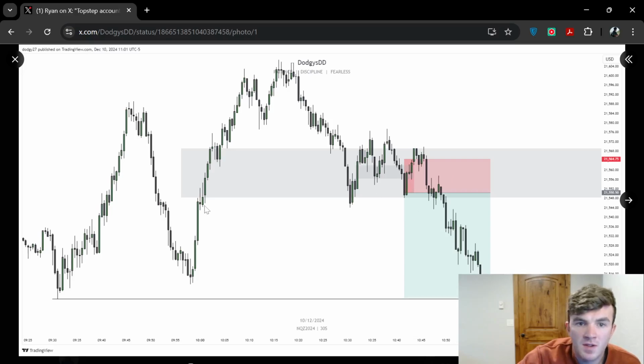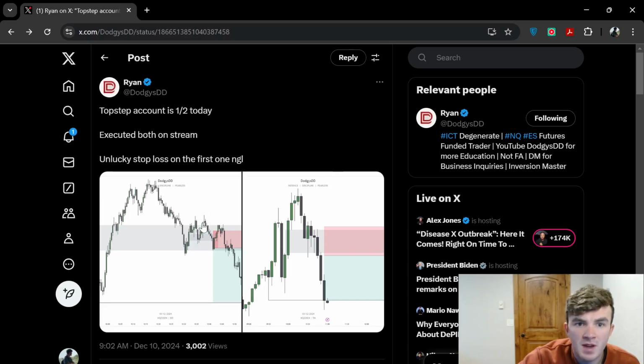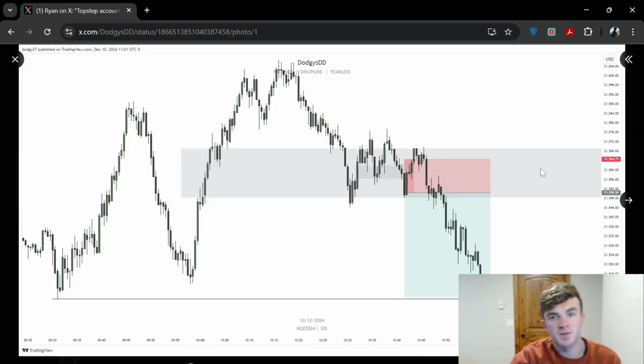Here, he took this trade, and it was the right idea. And as well, you'll note that this already inversed. So this was probably a decent trade. It just didn't happen to work out. But yeah, he said unlucky stop on the first one. It was decent because you already inversed this fair value gap here. So once you inverse this one, that's pretty good.